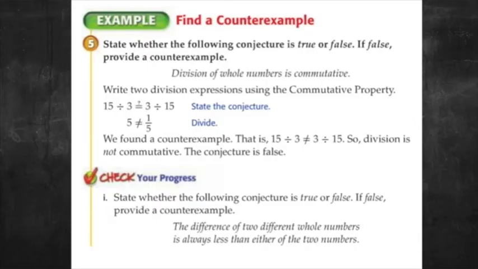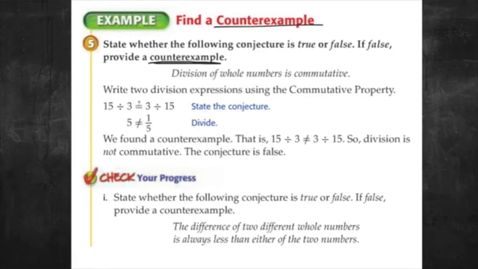Okay, another one of our new vocabulary words right here, counterexample. So state whether the following conjecture is true or false. If false, provide a counterexample. A counterexample is an example that proves it is false. So let's look at number 5 here. Division of whole numbers is commutative.